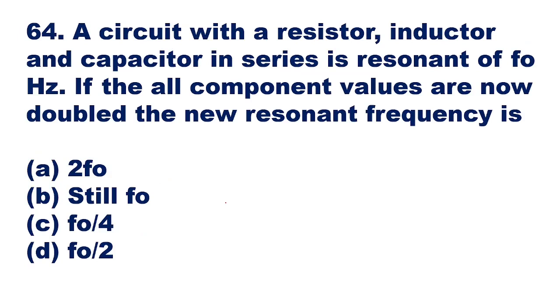Question number 64. A circuit with a resistor, inductor and capacitor in series is resonant at F naught hertz. If all the component values are now doubled, then what is the new resonant frequency? So here we know that the resonant frequency for series resonance is given as 1 upon 2 pi root LC.